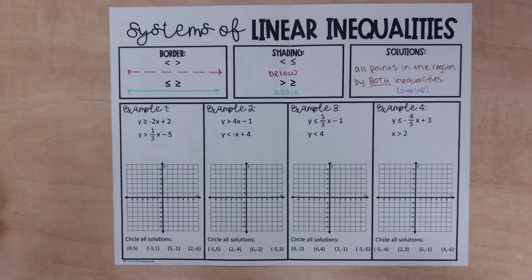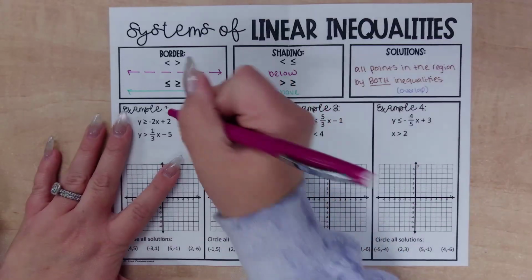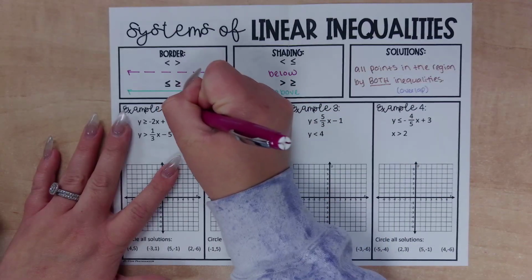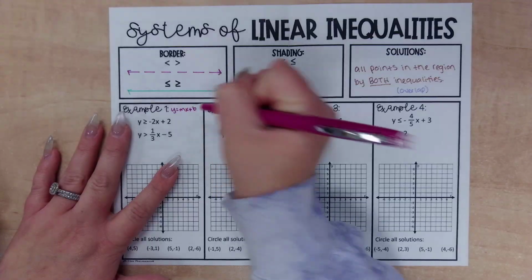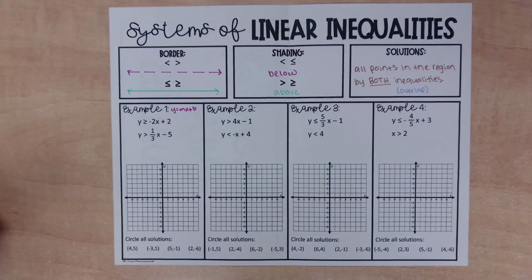Example number 1 has y is greater than negative 2x plus 2, and y is greater than 1/3 x minus 5. So as always, your equations need to be in your y equals mx plus b form. But obviously this time we don't have the equal sign, we have the inequality sign. But the rule is still the same. You need to be able to see your slope, and you still need to be able to see your y-intercept.